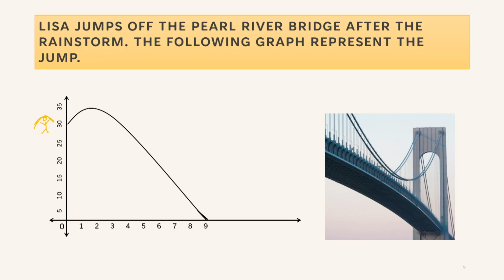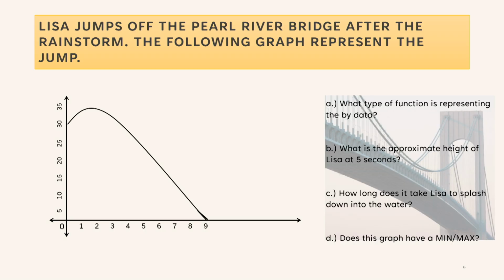So then with this scenario in mind, let's see what it wants. It says, what type of function is represented by this data? Well, this is only part of the curve of the parabola, but it doesn't matter. It's still a parabola or a quadratic. So I'm going to go ahead and put my quadratic.